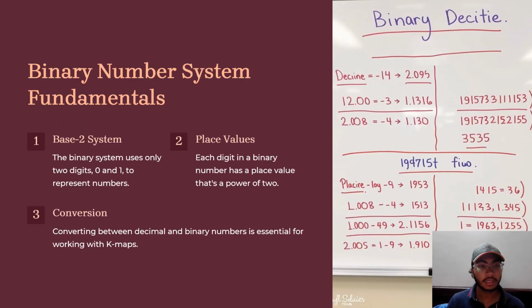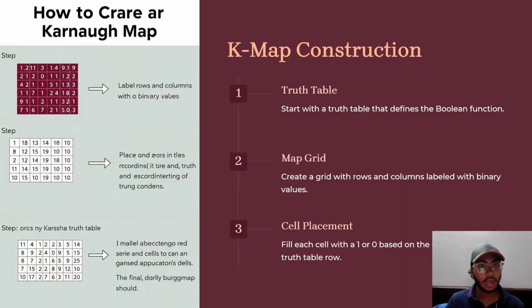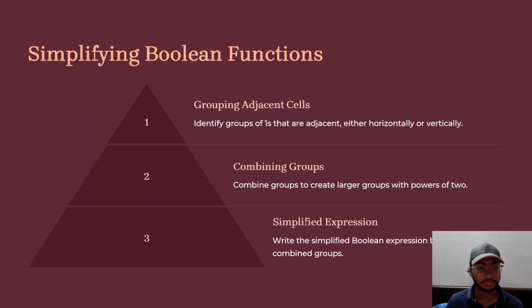Binary number system fundamentals. Base 2 system. The binary system uses only two digits, 0 and 1, to represent numbers. Place values. Each digit in a binary number has a place value that's a power of 2. Conversion. Converting between decimal and binary numbers is essential for working with K-maps. K-map construction. Truth table. Start with a truth table that defines the Boolean function. Map grid. Create a grid with rows and columns labeled with binary values. Cell placement. Fill each cell with 1 or 0 based on the truth table row.